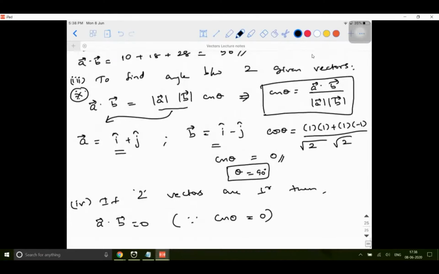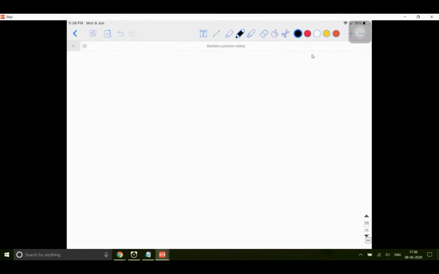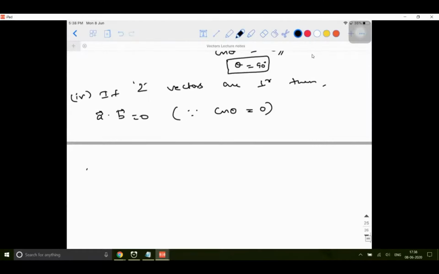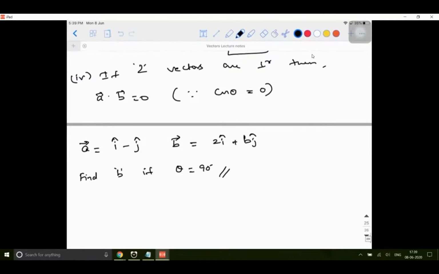Similarly, if two vectors are perpendicular to each other, then what kind of a question they can ask you is, let's say A vector is equal to i cap minus j cap and B vector is equal to 2i cap plus b j cap. Okay, let's say they are giving vectors like this. Find b if theta is equal to 90 degrees. They can ask you a question like this. Then what will you do?